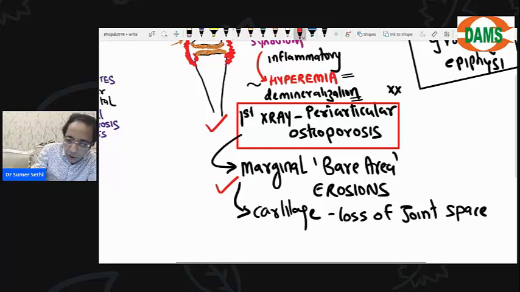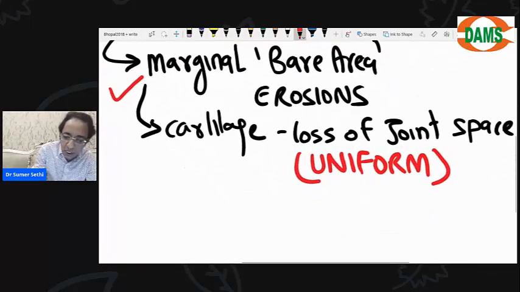But this time, please note a key word that will help you in your exams a lot. It will be uniform. Why? Because inflammation has nothing to do with weight bearing. Inflammation will destroy the entire joint. So that is what is called uniform loss of joint space.